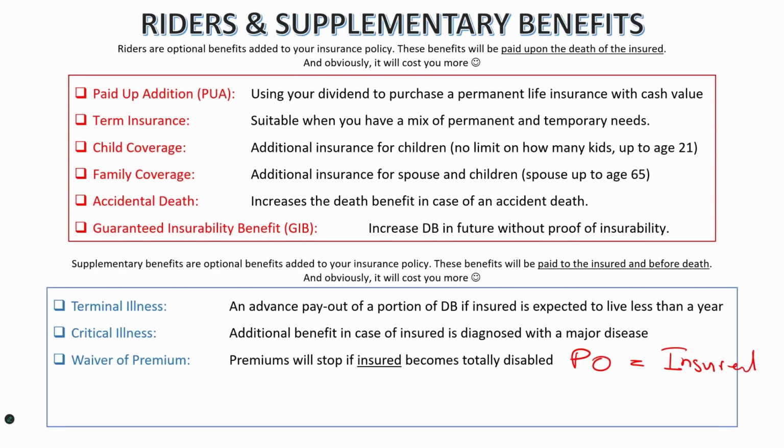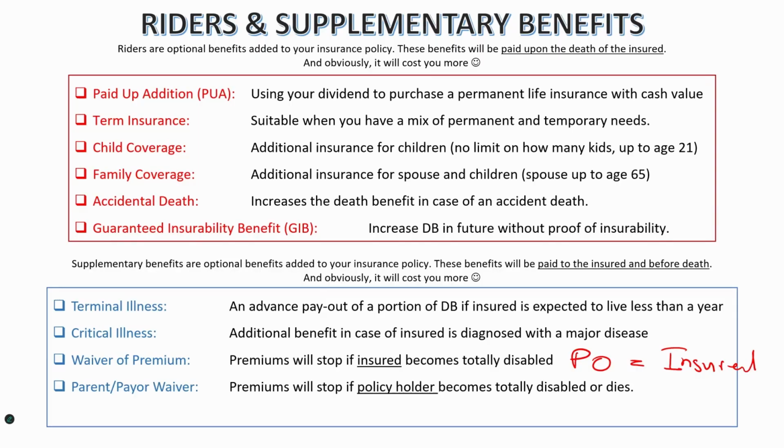But what if the policy owner is not the insured? Let's say a husband bought insurance on the life of his wife or on the life of their children. Then it's called parent or payer waiver of premium. In this one, if the policyholder becomes disabled or dies, let's say the father bought life insurance for the children. The father dies, but the insured is still alive, so there's not going to be any death benefit paid, right? The policy is still in force. But because the payer or the parent died, there's going to be no more premiums to pay. The premiums are waived. Or if that father becomes disabled, again, he doesn't need to pay. So that's a really good benefit as well.